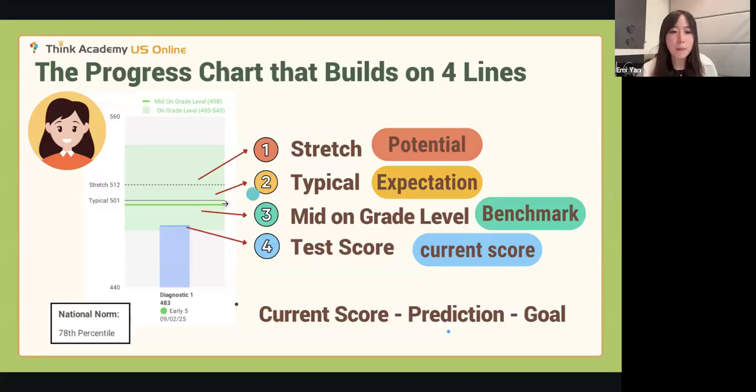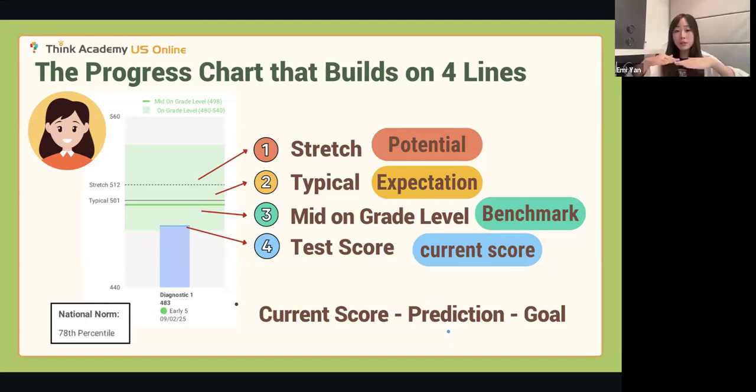All right, and above this typical line, we also have a line that we call the stretch. I put down the keyword here: potential. Everybody, you can guess what that means, okay? I'm going to wait for 3 seconds and then I'm going to tell you the answer.